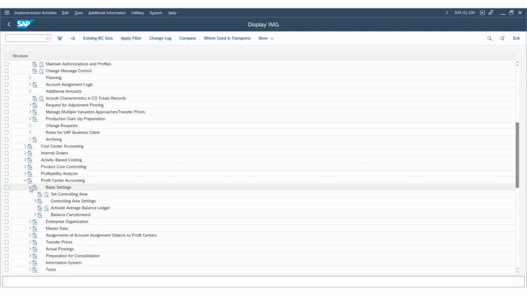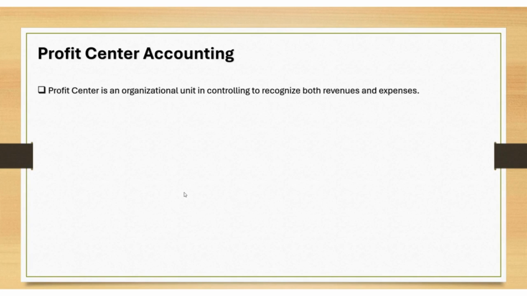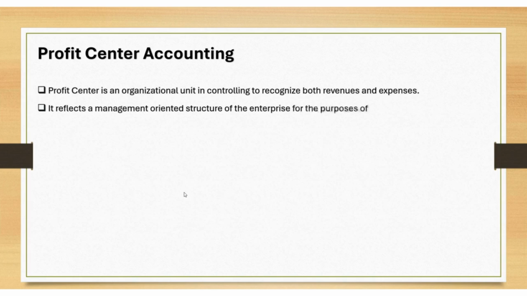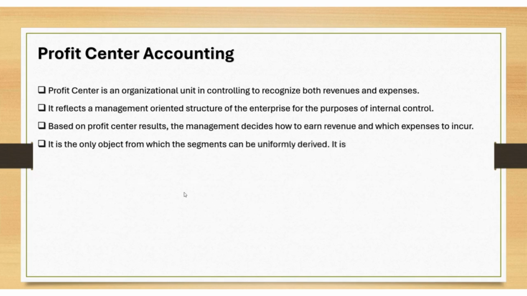Before I do that, I will give you a brief definition of what a profit center actually is. It is an organizational unit in controlling to recognize both revenues and expenses. It reflects a management-oriented structure of the enterprise for the purpose of internal control. Based on profit center results, the management decides how to earn revenue and which expenses to incur. It is the only object from which the segments can be uniformly derived. It is possible to assign the same segment to multiple profit centers.